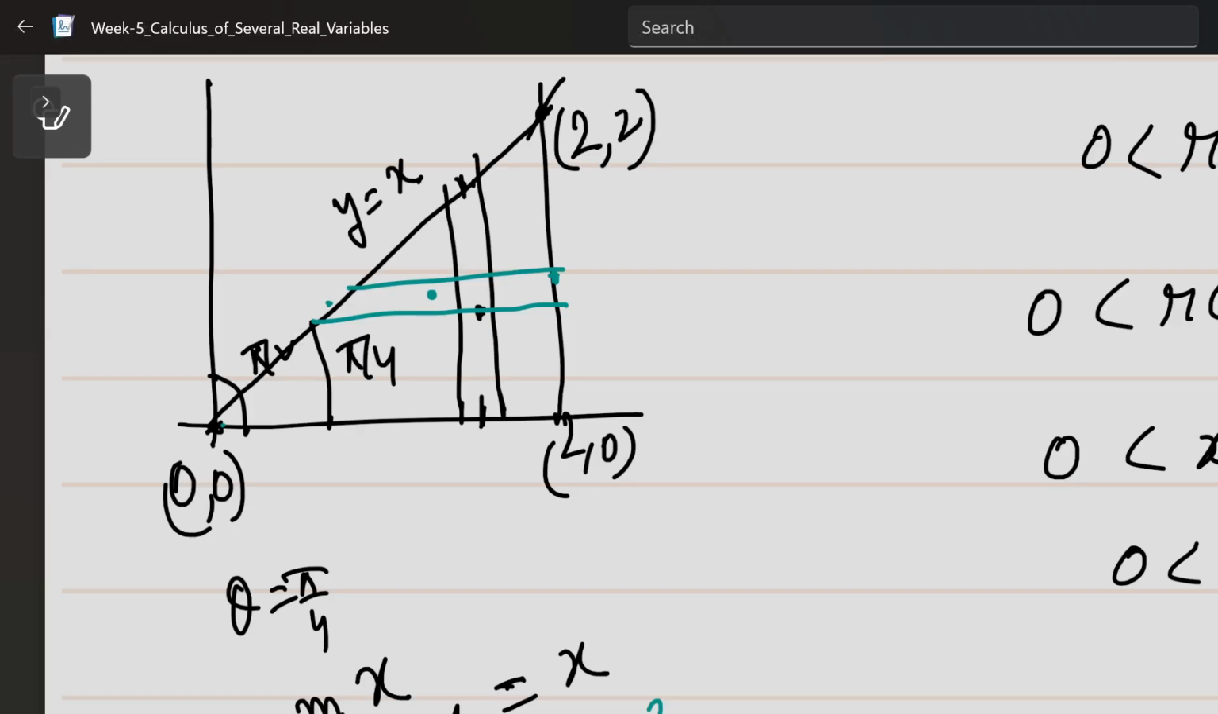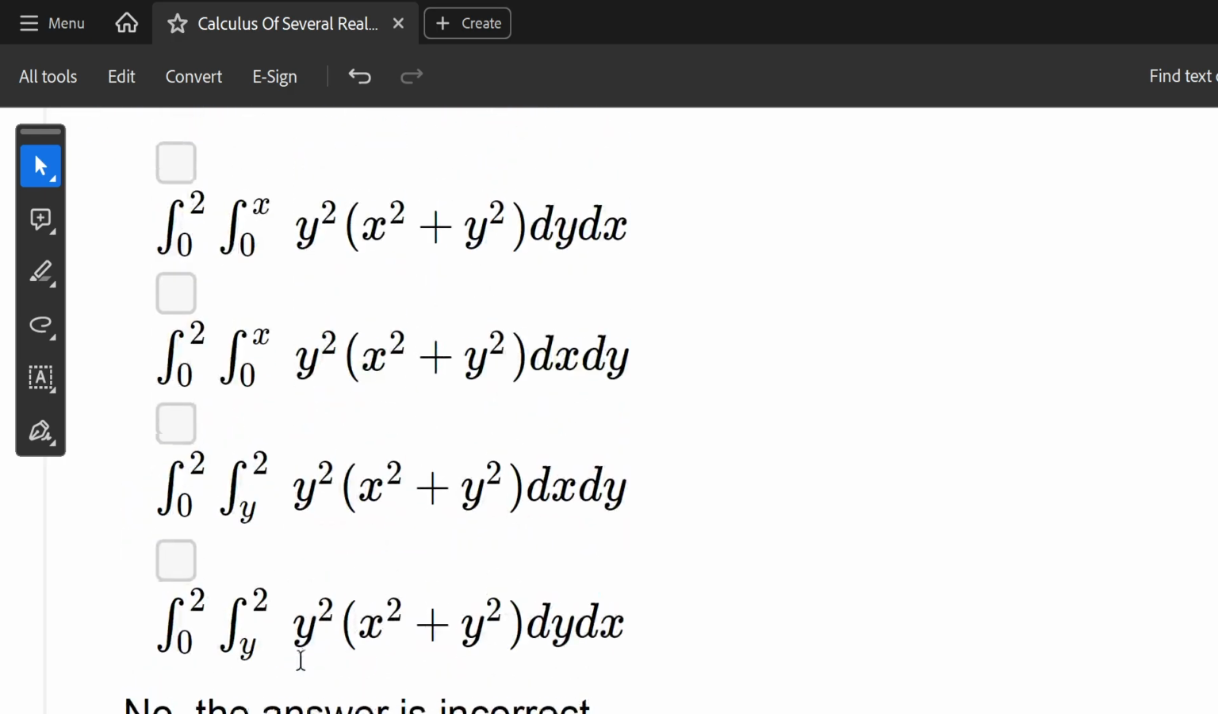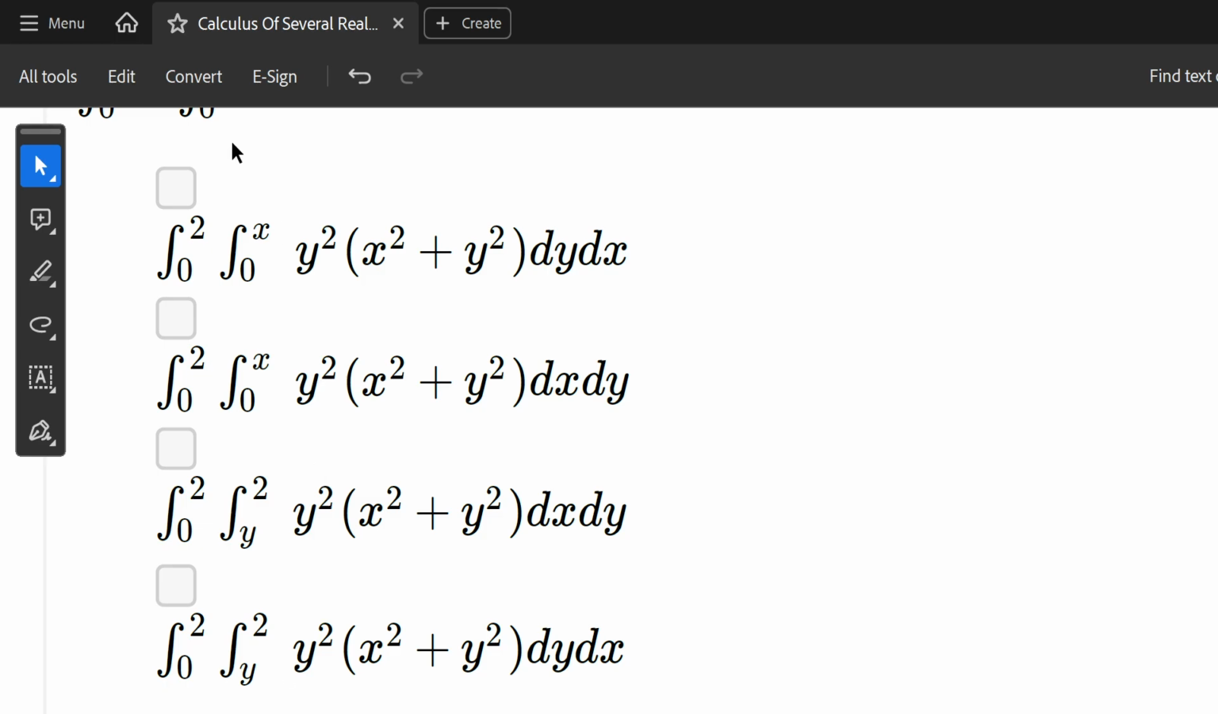So let me show you. Yes, the second one, third one also. So first and third is the correct option. As you see, the accepted answer is this option. First and third, okay? Understand? First and third.